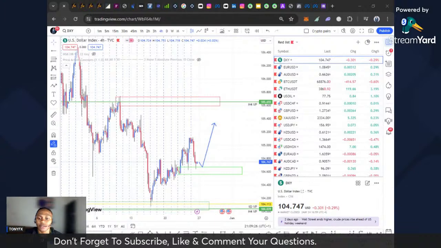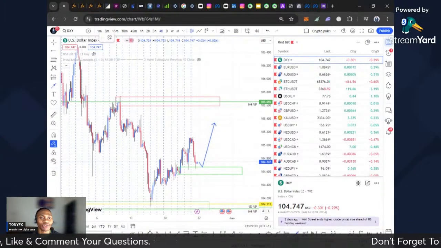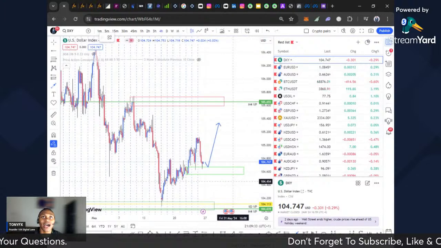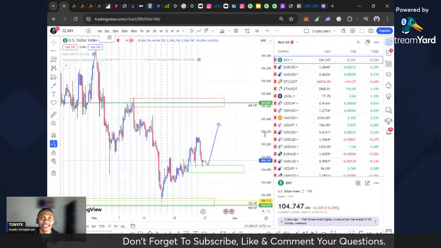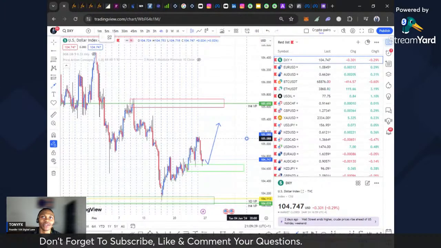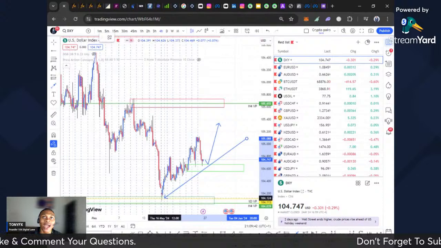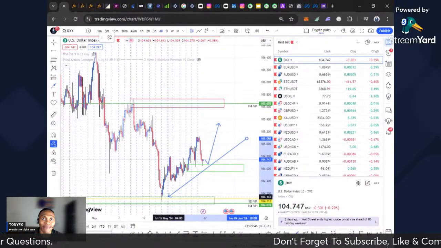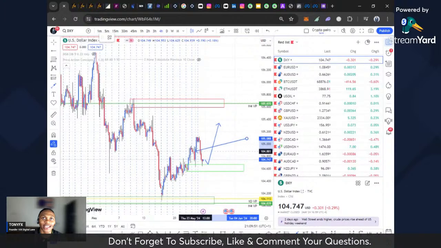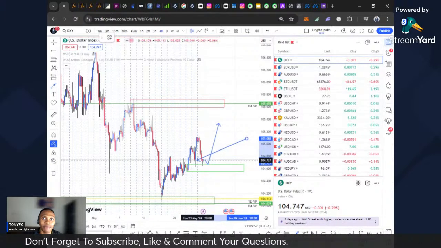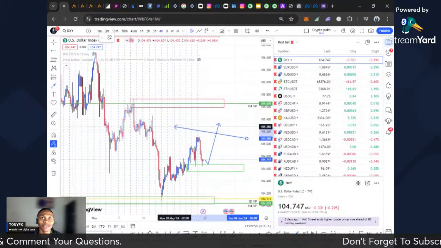Fantastic. What you're currently looking at, guys, is DXY, the strength of the dollar. On the chart, as I already explained in our free Forex class yesterday, the market operates based on demand and supply. When price got to this level, there was massive demand for the dollar, so the dollar was increasing in value, getting strong against every other currency.